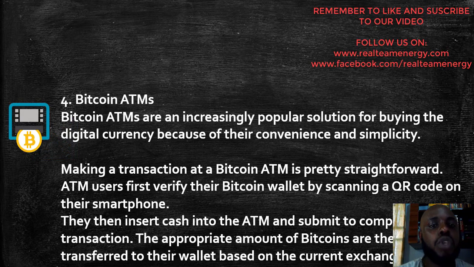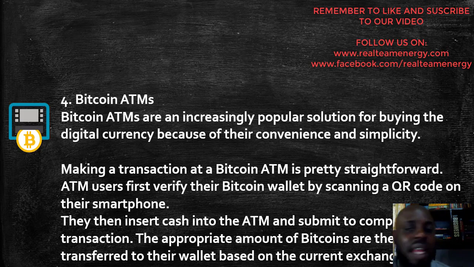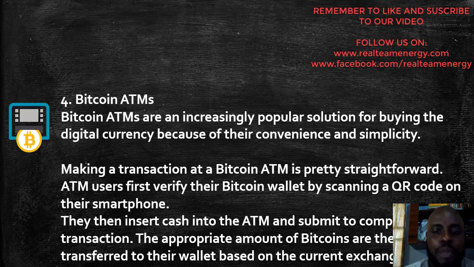Now, lastly, Bitcoin ATM. Bitcoin ATMs are increasingly popular solutions for buying the digital currency because of their convenience and simplicity. Making a transaction at a Bitcoin ATM is pretty straightforward. Users first verify their Bitcoin wallet by scanning a QR code on their smartphone. They then insert cash into the ATM and submit to complete the transaction. The appropriate amount of Bitcoin is then transferred to their wallet based on the exchange rate.